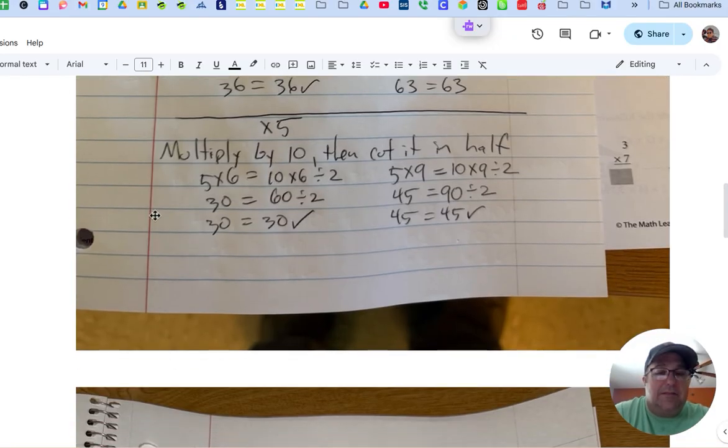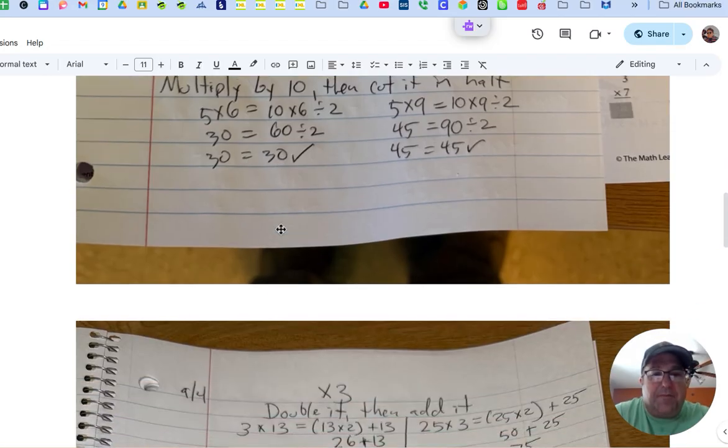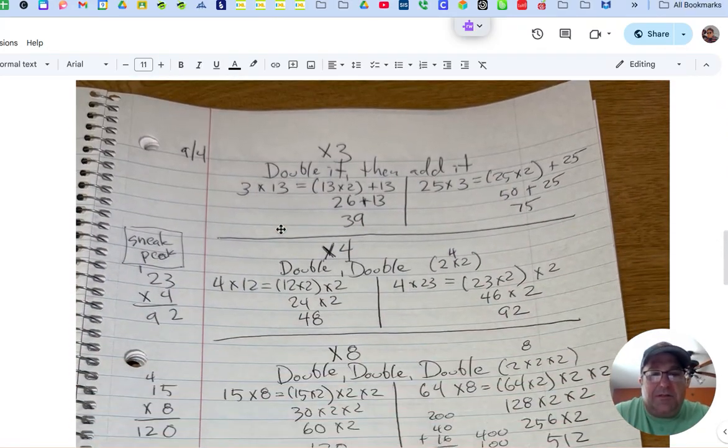Multiply by 5s. Well, 5 times 6, that's 30. We should know that. Or I can double it. So multiply by 10 and then cut it in half. So instead of 5 times 6, I'm going to go 10 times 6 divided by 2. 10 times 6 is 60. Divided by 2, we get 30. Again, especially when we get to some bigger numbers, it might help them out. Again, these are just strategies they can use.